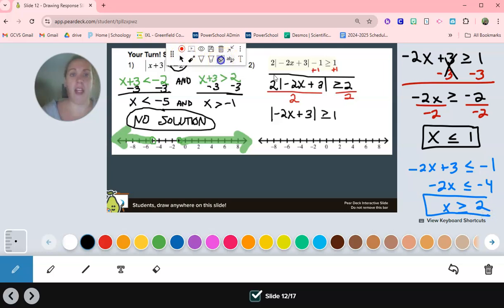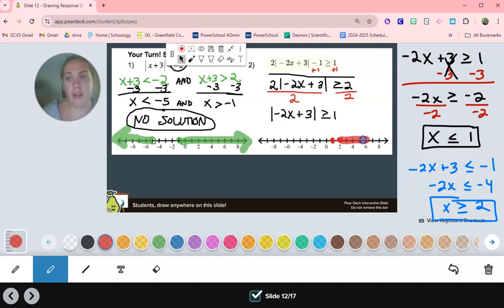And this started as a greater than symbol, so we use the word or. And we want a closed circle on 2 and a closed circle on 1. So it can either be greater than or equal to +2 or less than or equal to 1. And there's our disjointed compound inequality.